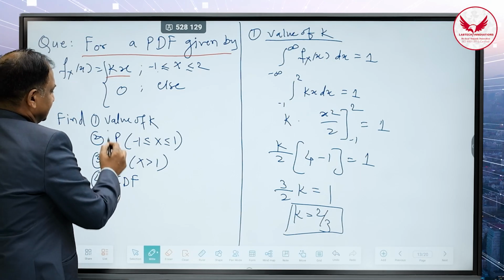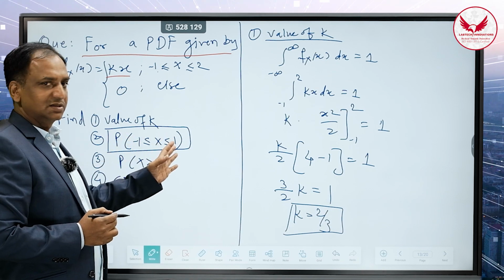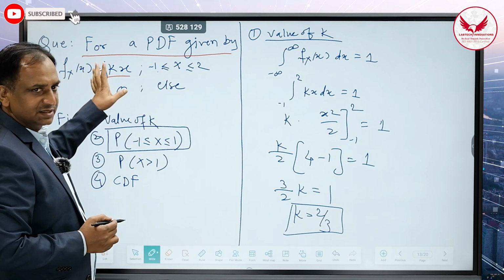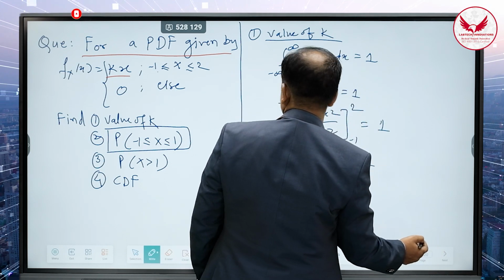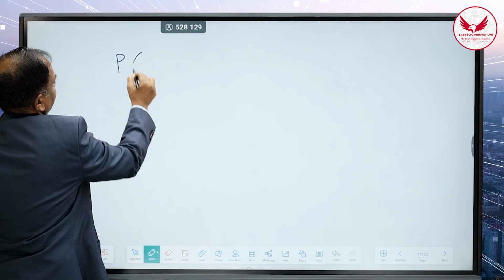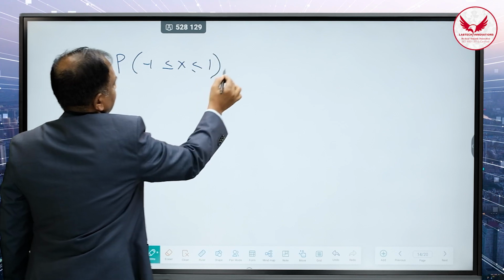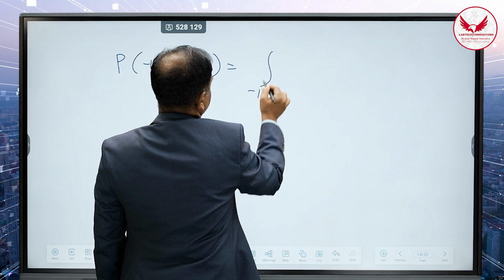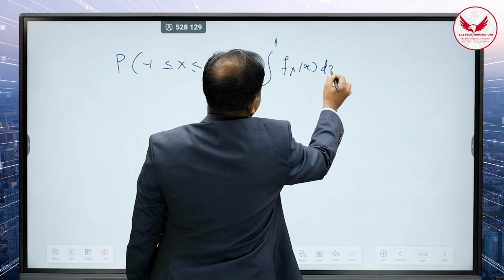Now next we have to find the probability between -1 and 1. If you look at it, from -1 to 2 the probability density function is kx. So we will go to the next slide, -1 to 1. We will find the probability from -1 to 1, which is equal to the area under the curve from the lower limit to the upper limit, that is -1 to 1, fx of x into dx.